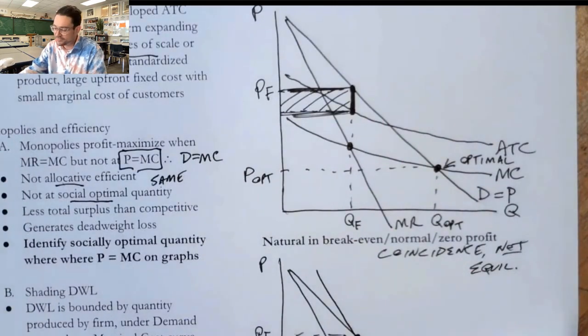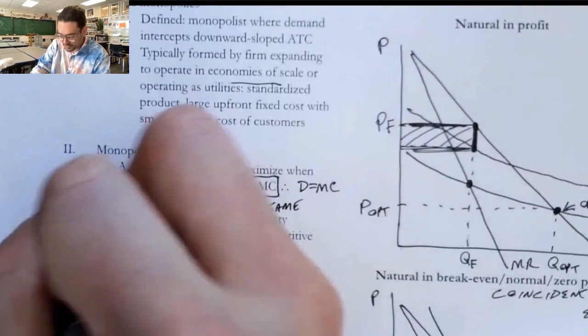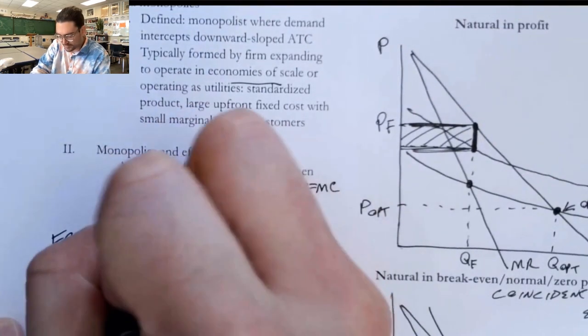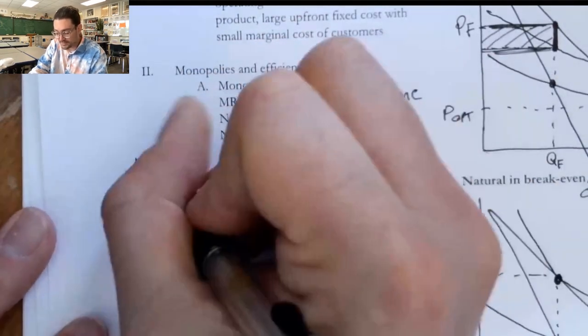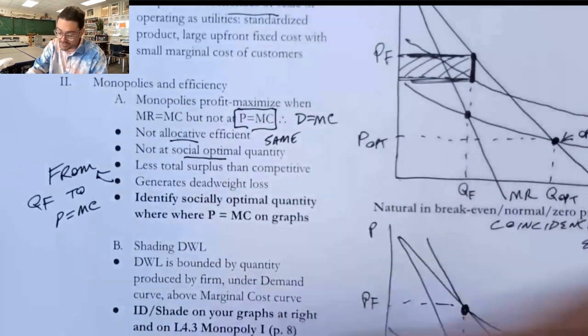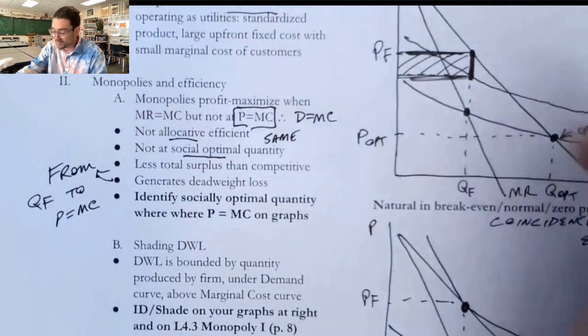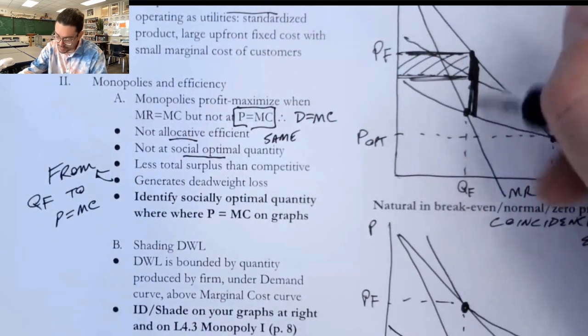And so we are going to want to include that on here. Now the deadweight loss goes from the quantity that the firm is producing to the point where price equals marginal cost. It's bounded by the marginal cost curve and the demand curve. It's the lost surplus. So this is the quantity we are producing.